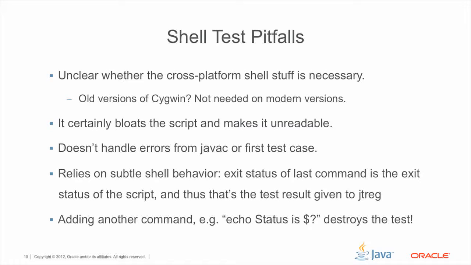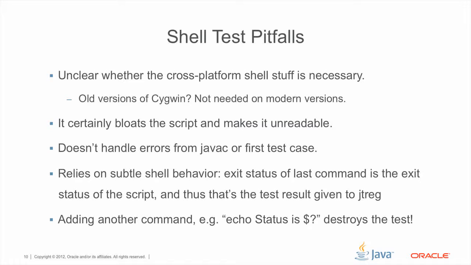There's another problem with the shell script test, which is that the way JTREG gets the pass or fail information from a shell script test is it looks at the script's exit status. It's possible in writing a shell script to set the exit status explicitly by using the exit command. But what this shell script does is it relies on a subtle feature of the shell, which is that the exit status of the script is the exit status of the last command in the script. What this test does is it actually invokes the Java test class twice. First with an argument of the word first, and the second time with the argument of the word second.